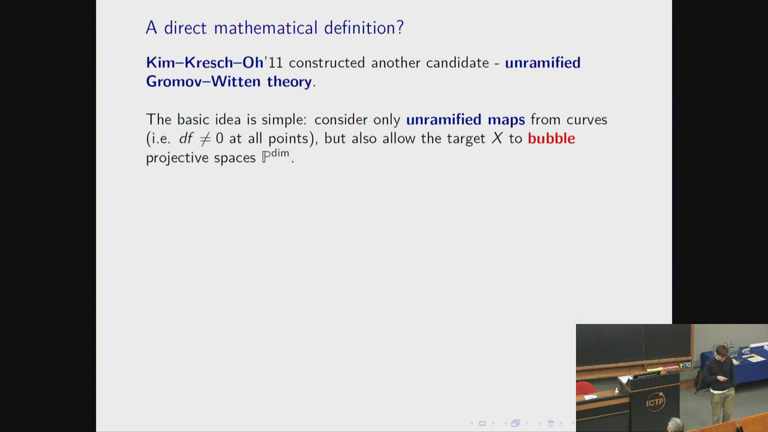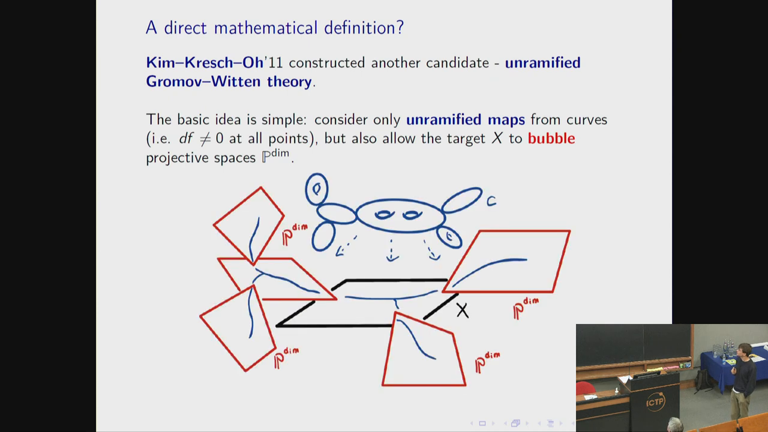If you want to retain the condition of unramification, you have to actually allow your target to become degenerate. And so a general unramified map will look like this: a map from a nodal curve to a target X with bubbles attached to it. By bubbles, I mean projective spaces of the same dimension. The map is a submersion on all components, but the price that you pay for the space of such maps to be proper, compact, is that you have to introduce these bubbles on the target. If you know Gromov-Witten theory, in order to compactify the space of stable maps, you have to introduce bubbles in the source, and so here we do the same, but on the target.